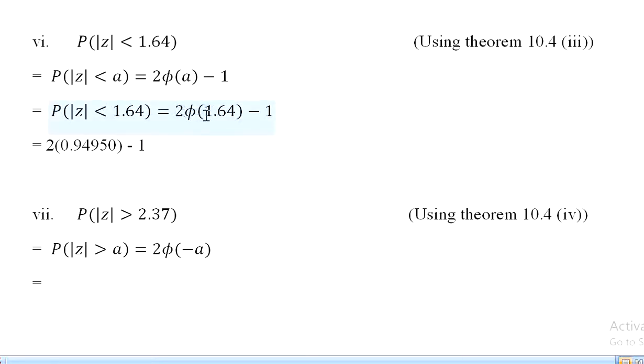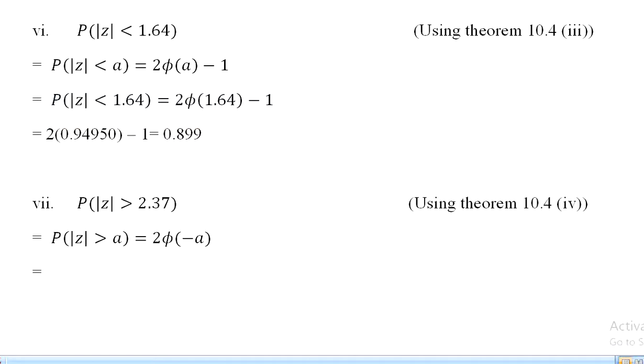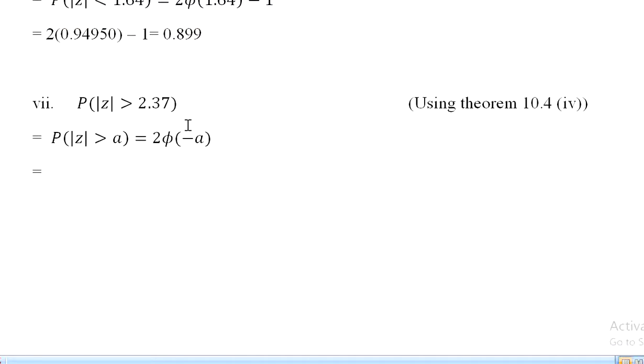See, I have only put the value of phi here, and now I am going to solve it on the calculator. 0.94950 minus 1, giving 0.899. It's very simple. You just need to apply these theorems and find the value of phi, which is the cumulative probability, by using table number 9. It's very, very simple.